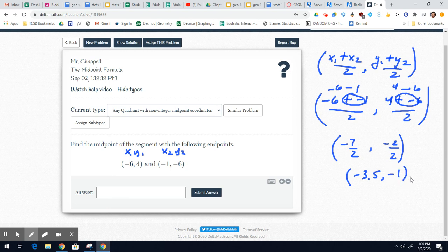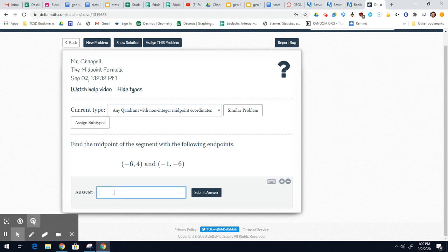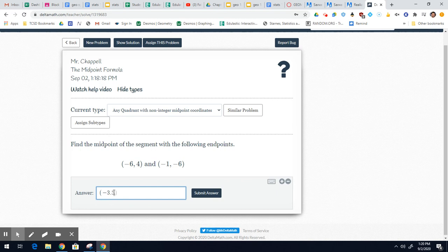Notice the parentheses, right? Notice in your answer box, there's no parentheses over here. So you need to know that the midpoint is a point. So you have to input it with parentheses. So we're going to do parenthesis, -3.5, comma, -1, close parenthesis.